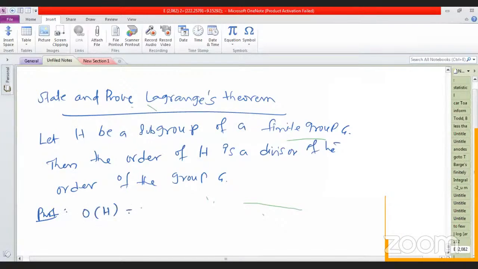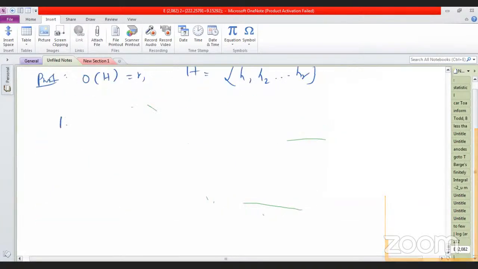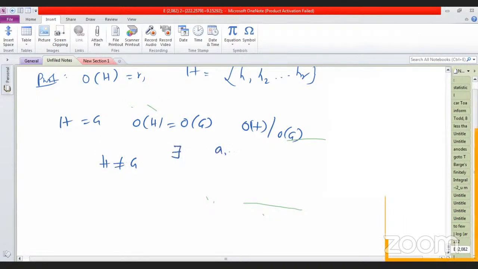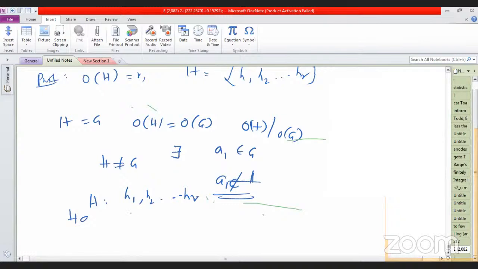Therefore, order of H is equal to r. Therefore, H is equal to, we can write here, h1, h2, and so on, hr. So if H is equal to G, then order of H is equal to order of G, so order of H divides order of G. Otherwise, H not equal to G. So therefore, there exists an element a1 belonging to G such that a1 does not belong to H. Therefore, H is equal to h1, h2, ..., hr. Therefore, capital H a1 is equal to h1 a1, h2 a1, ..., hr a1.